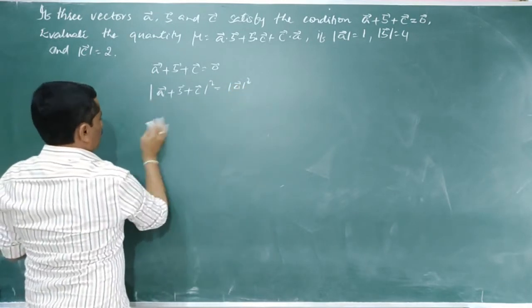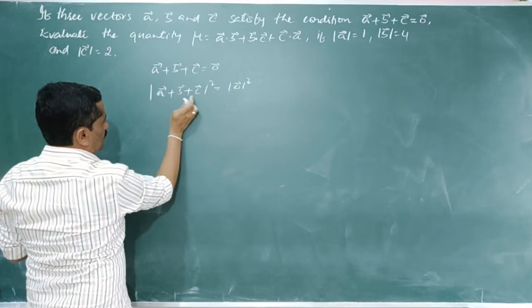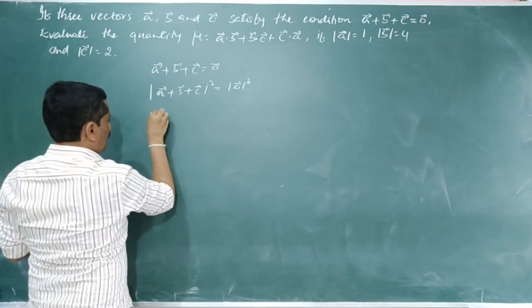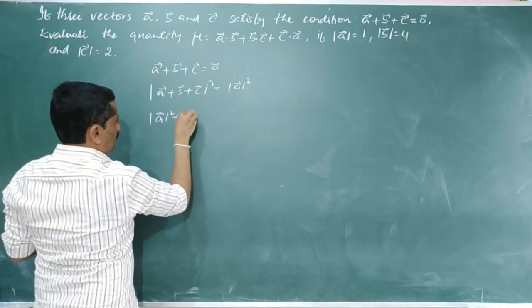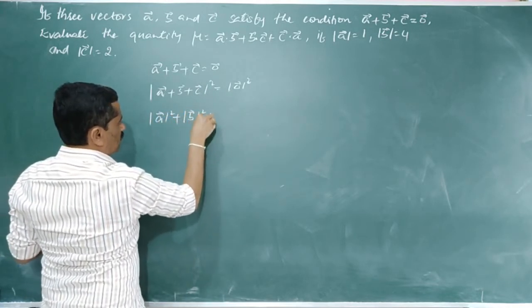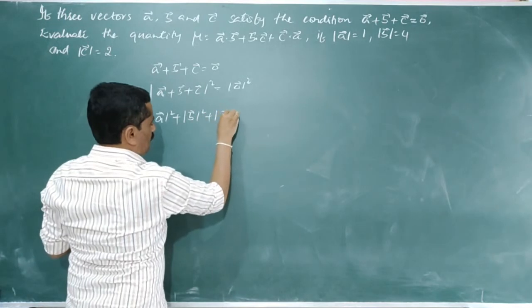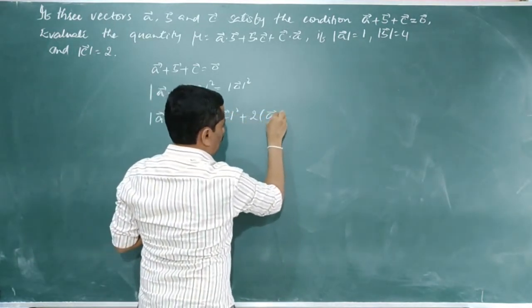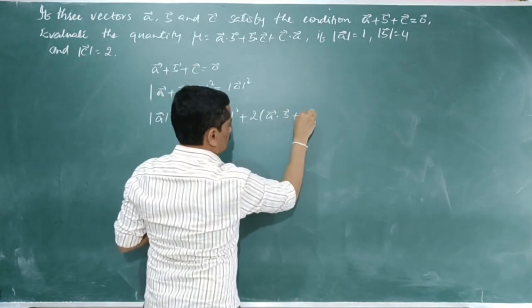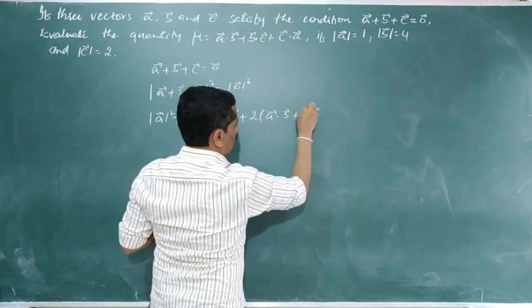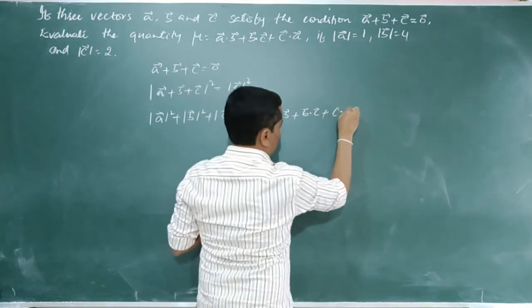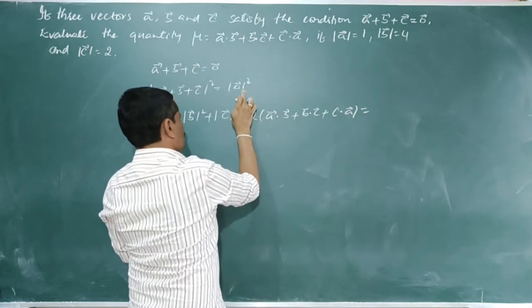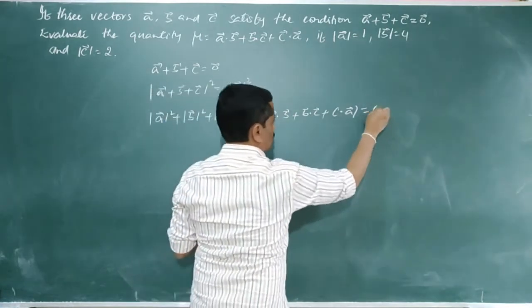So use the formula: magnitude of a bar plus b bar plus c bar whole square is equal to magnitude of a bar whole square plus magnitude of b bar whole square plus magnitude of c bar whole square plus 2 of a bar dot b bar plus b bar dot c bar plus c bar dot a bar is equal to magnitude of 0 bar whole square, which is equal to 0.